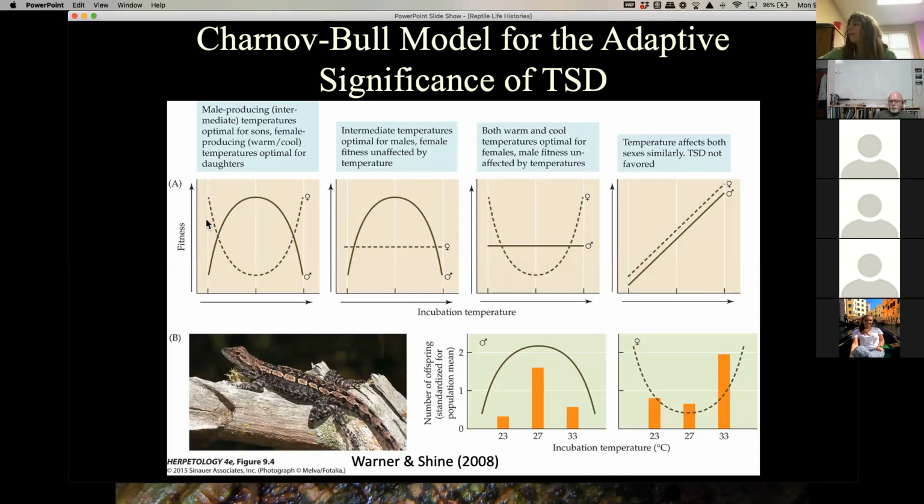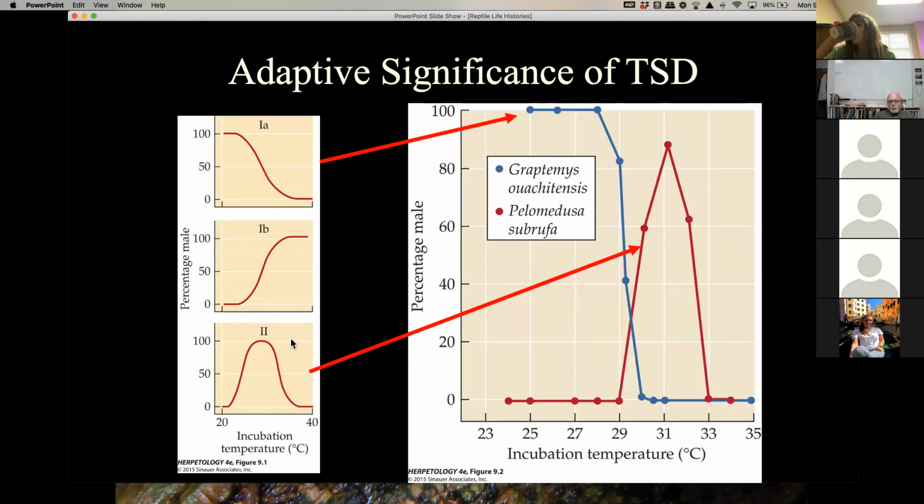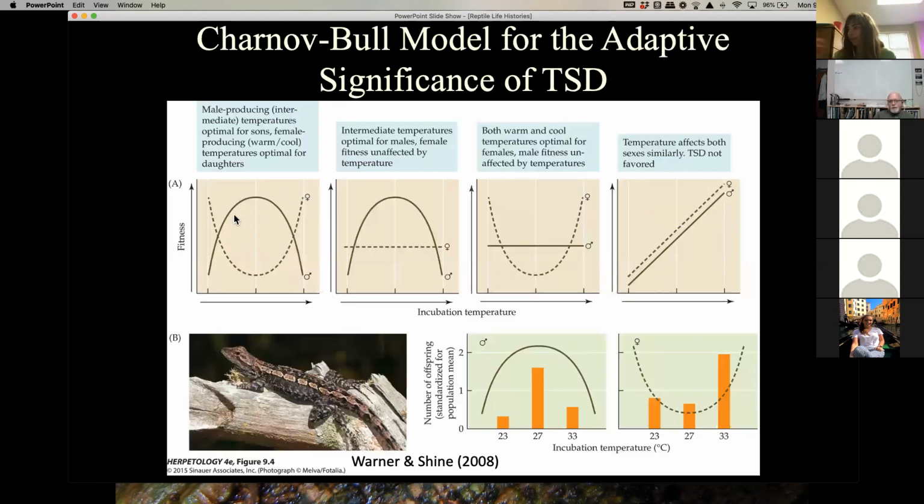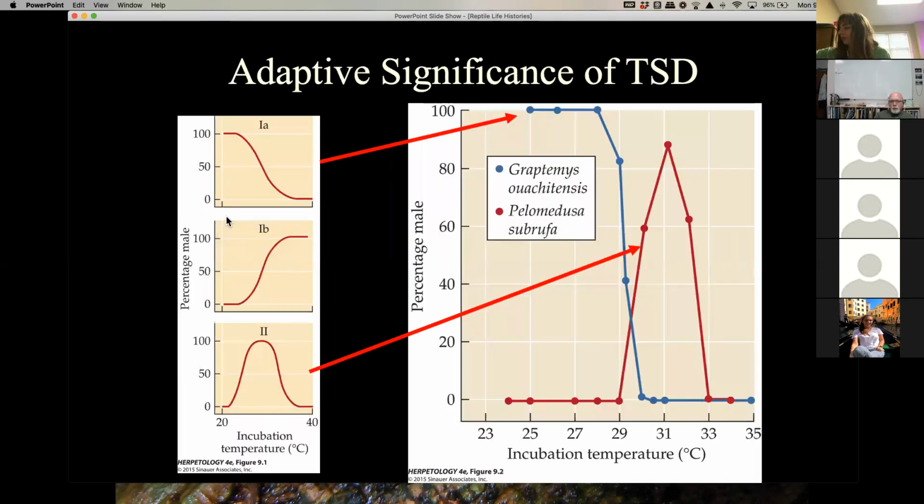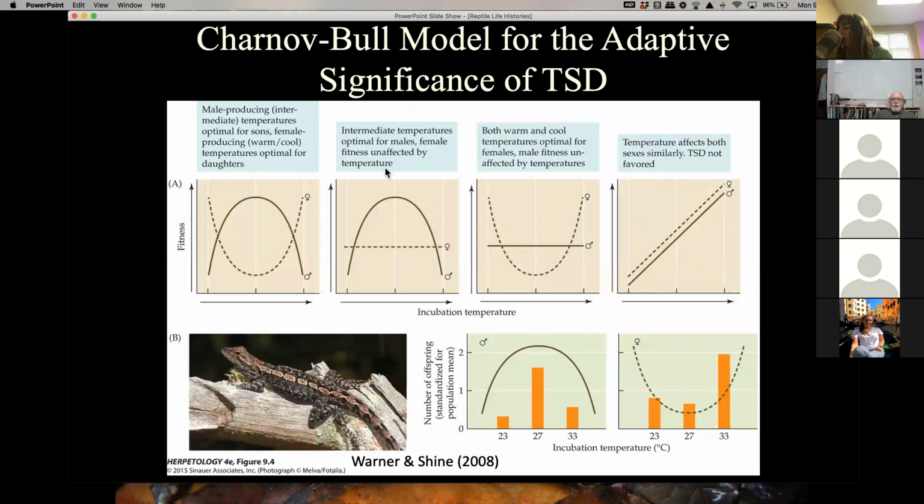This would lead to a situation where you would have males being produced at intermediate temperatures and females being produced at both high and low temperatures. So this type of fitness relationship would result in this type of sex determination mechanism. If you had a situation where males and females had different fitness surfaces, females are unaffected by temperature, whereas males experience higher fitness at intermediate temperatures.